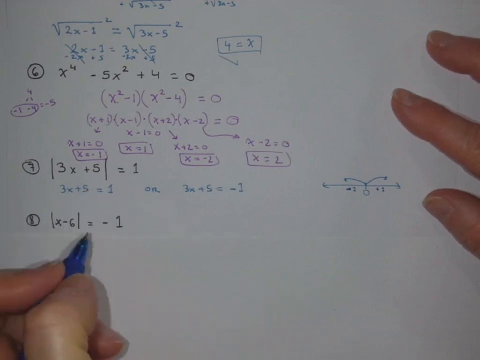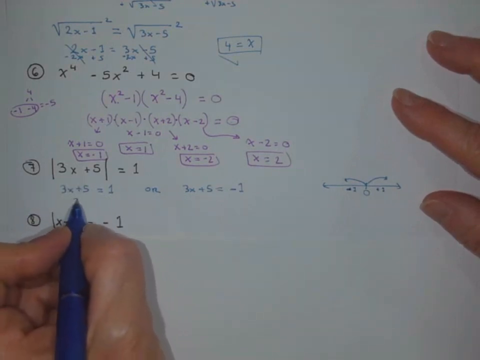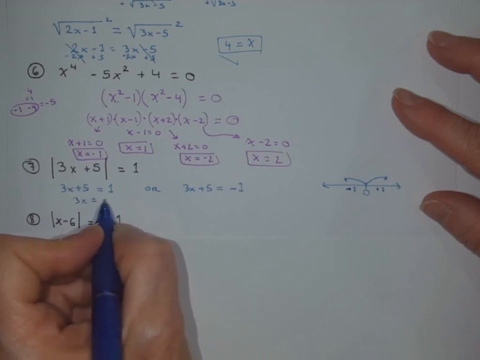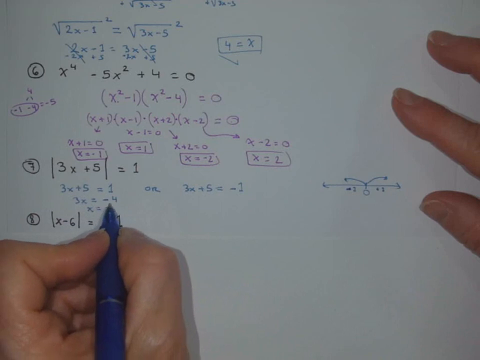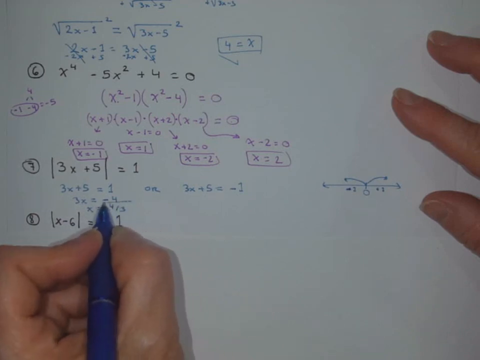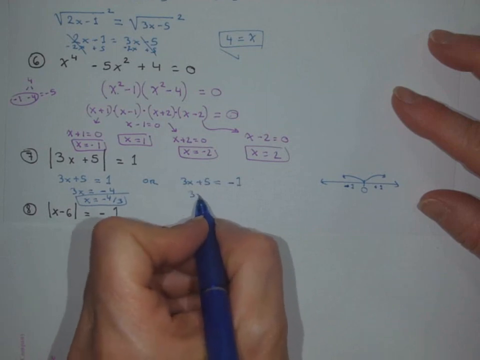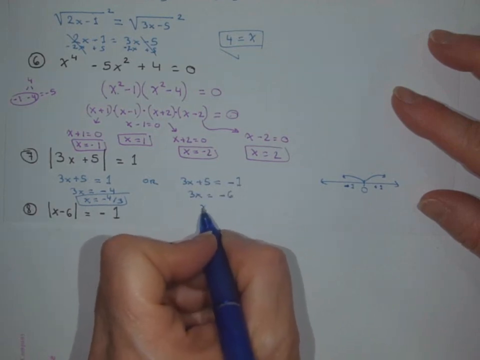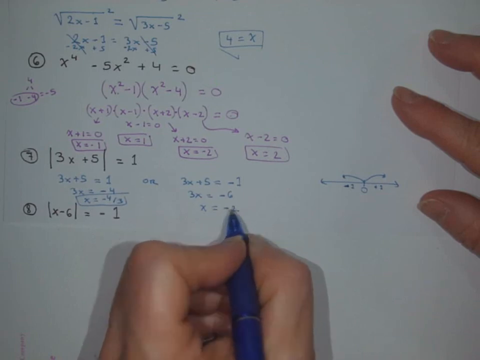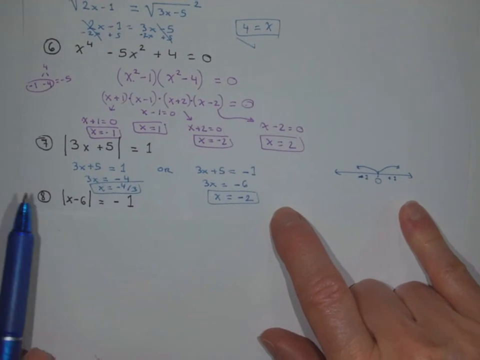And now we just solve it like a regular linear equation. So subtract 5 will be 3x equals negative 4, and then divide by 3. So x will be equal to negative 4 thirds. And then subtract 5 will be 3x equals negative 6, and then divide by 3, and x will be equal to negative 2. Now we have to check for extraneous solutions here because we have an absolute value.